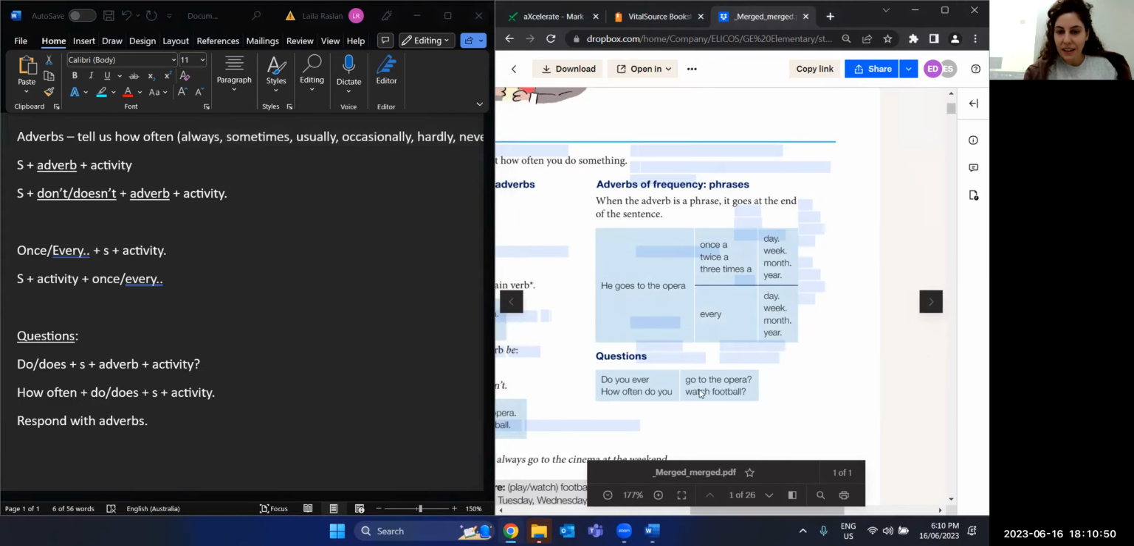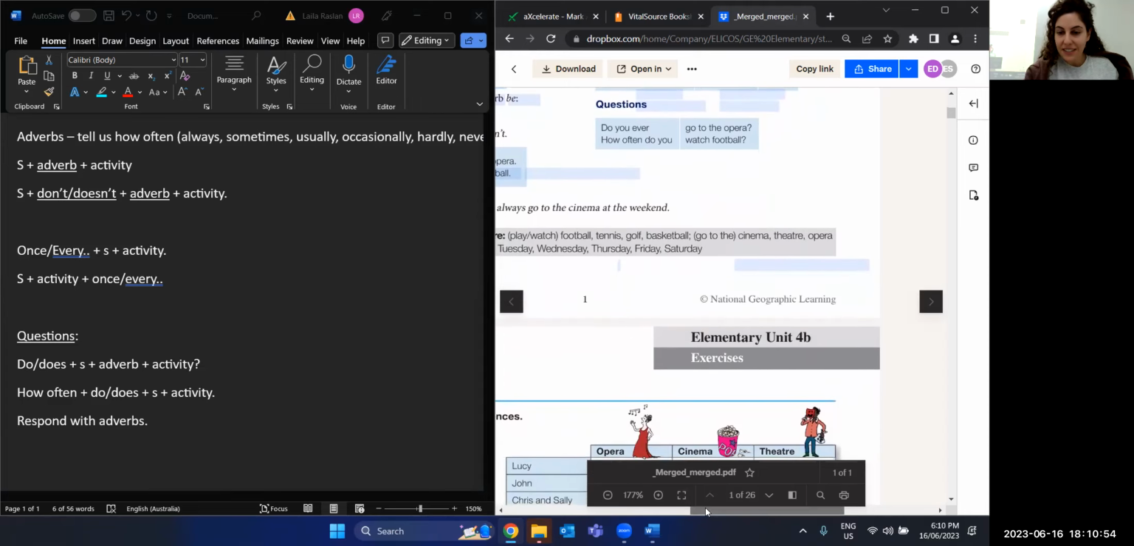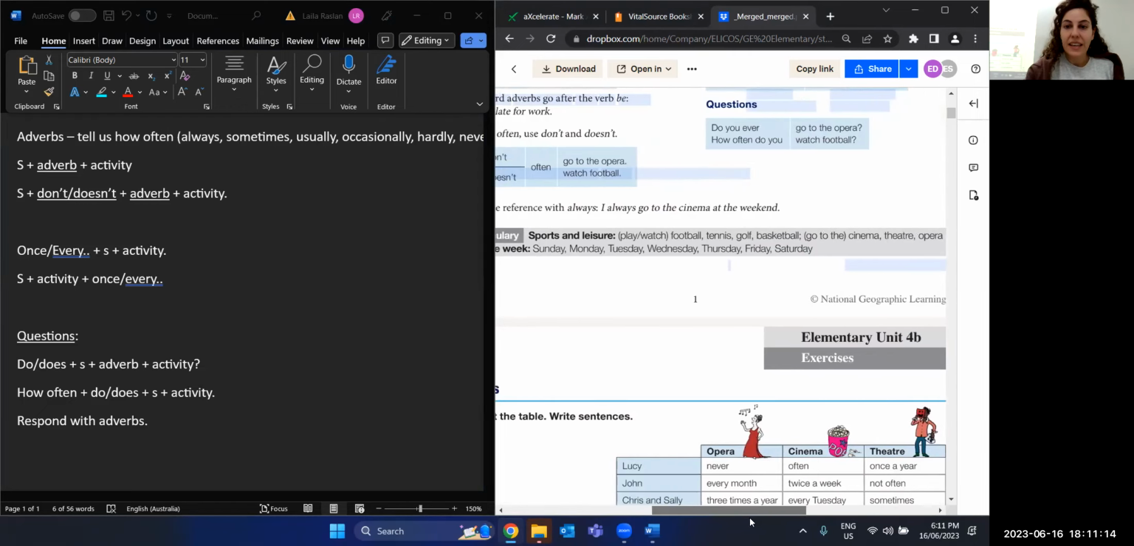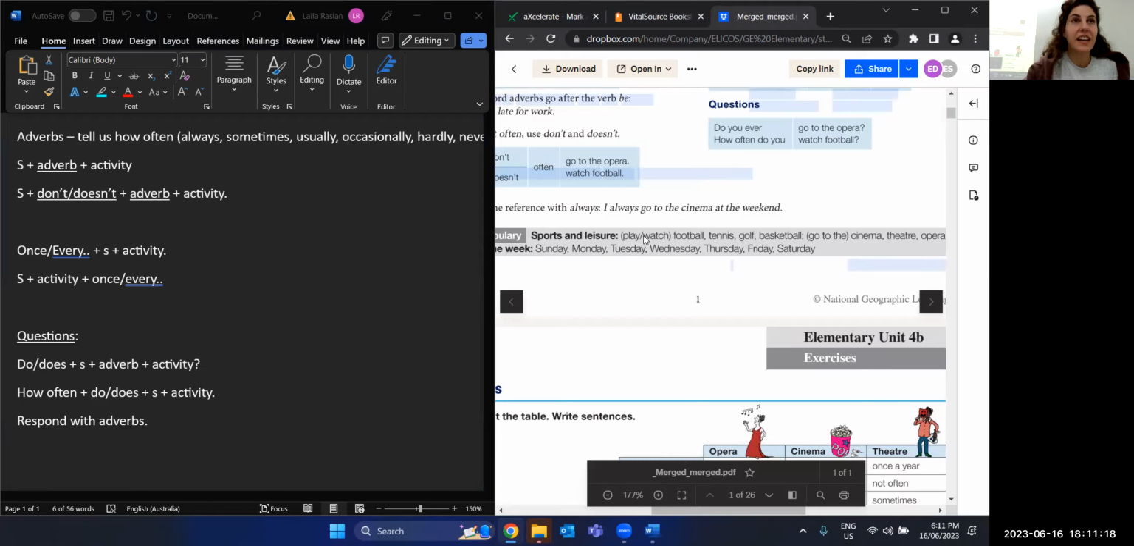Before we practice it, let's look at some vocab of activities, hobbies, sports. Play football, watch football. We play tennis, we play golf, we play basketball, unless we're watching it on TV. We go to the cinema or we go to the theater. We go to the opera. We do yoga. Remember, the verb can change. We do yoga. We don't play yoga. We do taekwondo, not play taekwondo. We do whatever other sports. Yes, capoeira. You do capoeira.